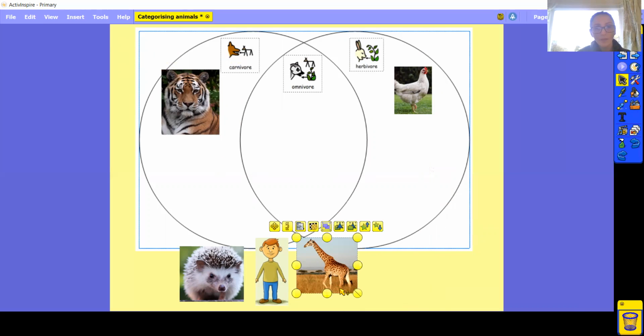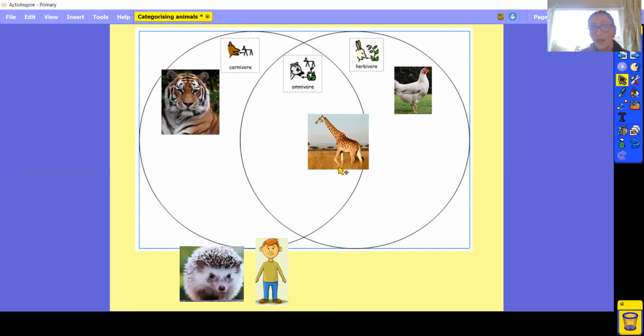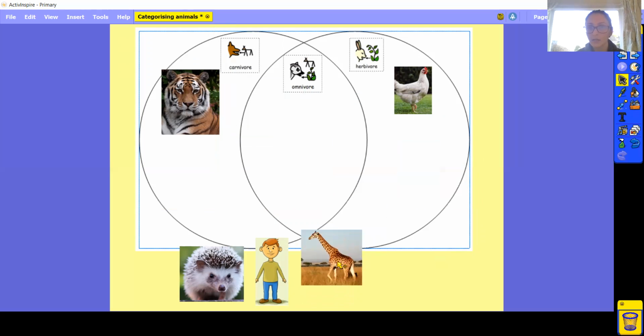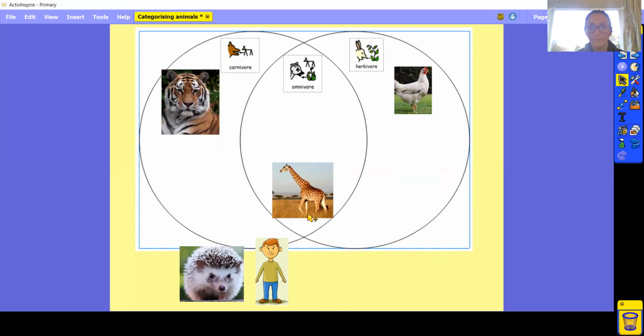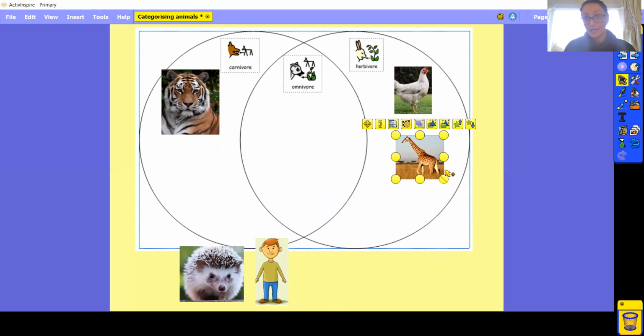Okay, so we then have a giraffe. So do you think a giraffe might be a carnivore, a meat eater, an omnivore, a plant and meat eater, or a herbivore? Do you think it only eats plants? Have a think of where you think the giraffe might be organized into. Good, well done if you said herbivore. Yes, a giraffe is a herbivore. It eats plants in order to survive.